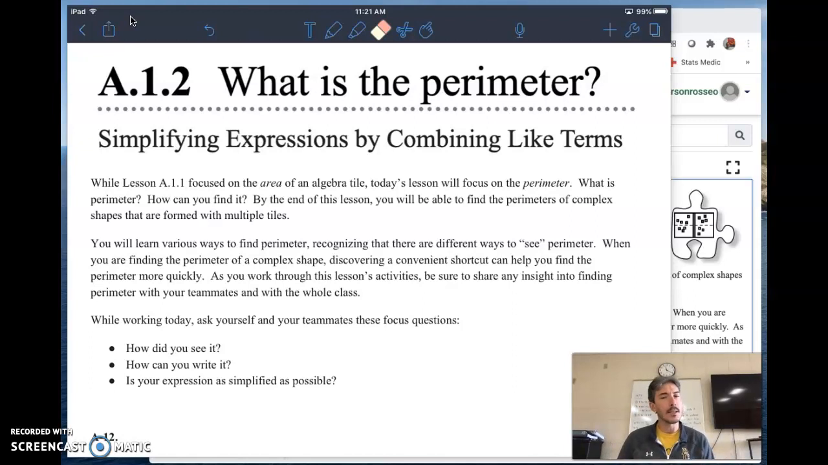What we're going to focus on today is how can we find perimeter? What are some advantages that we can use to make finding perimeter easier? We're also going to get into what perimeter of complex shapes looks like. Some of those things are going to be pretty abstract and obscure, but I think I've got a couple of pretty good strategies that might help you.